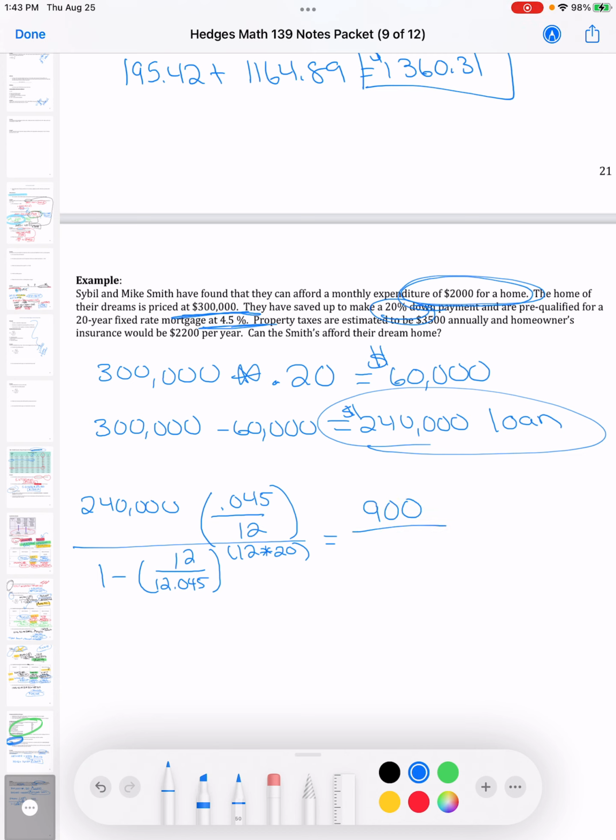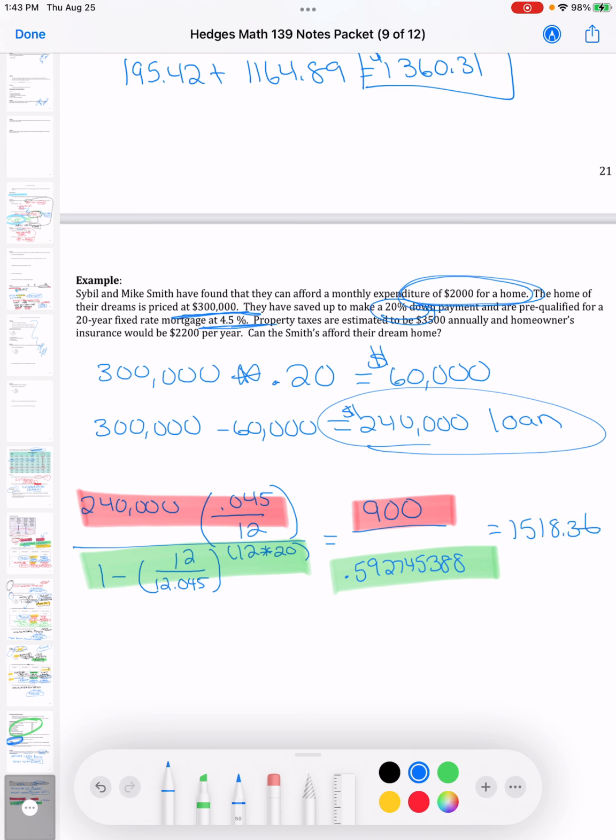Type it in just the numerator, and we're going to type them in separate. Gives me 900. Typing in the denominator, don't round yet. Then type those in together, and now we're going to round to 1 decimal place. That's my monthly payment.